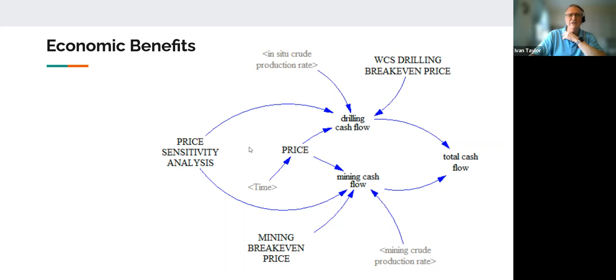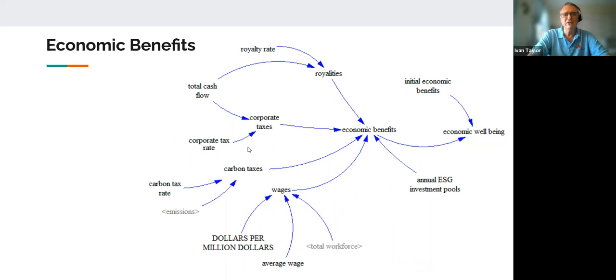And then we take this a little farther, and we get into economic benefits, which we look at in terms of economic benefits to Canadians. So we have corporate taxes, carbon taxes, royalties, and wages go into economic benefits for all Canadians. For example, the corporate taxes, carbon taxes, and royalties go to the government. The government funding allows policies to be implemented to help all Canadians.